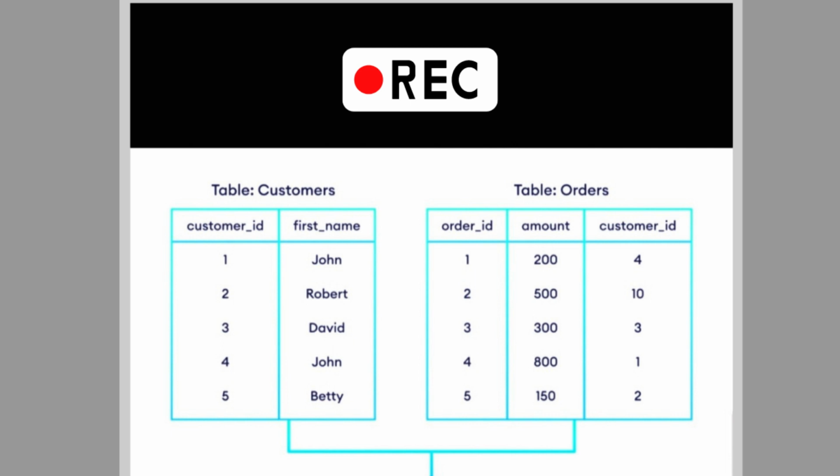In this scenario, we can go with the left join. So let me tell you the output for customer ID, first name and amount. For the first record, we will get 1 John 800, and for the second record, 2 Robert 150. For the third record, customer ID 3, first name David and amount 300. For the fourth record, 4 John and amount 200. For the fifth record, 5 Betty and amount will be null.